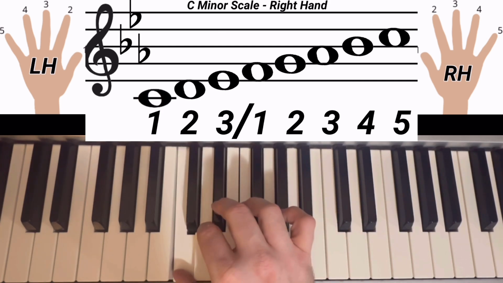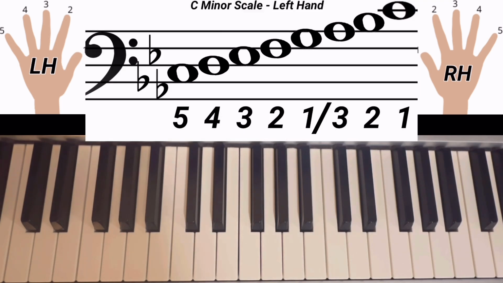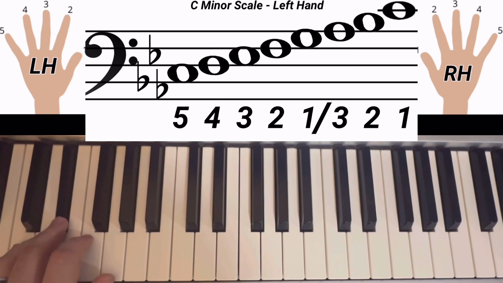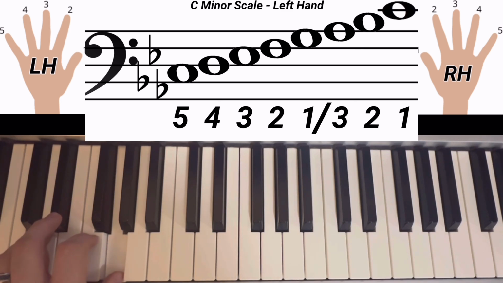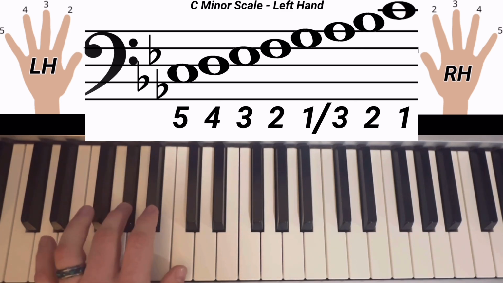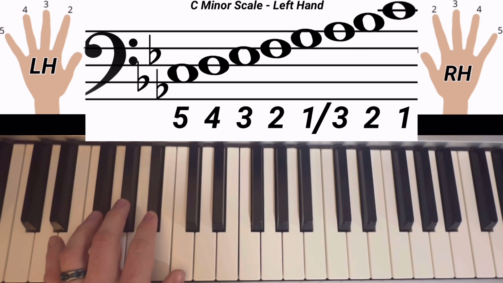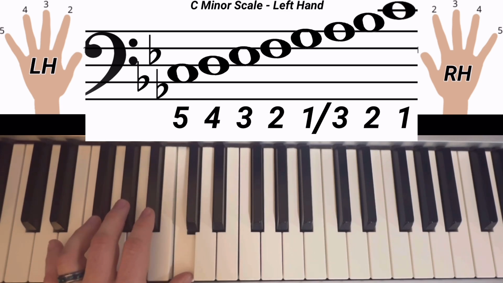Once you feel comfortable with that right hand, we can move on to the left hand. So we'll start with finger 5, the pinky, on C, and we'll play C with 5, D with 4, E flat with 3, F with 2, and then G with 1. Then we'll shift up so that you play A flat with finger 3, B flat with finger 2, and land on C with finger 1.